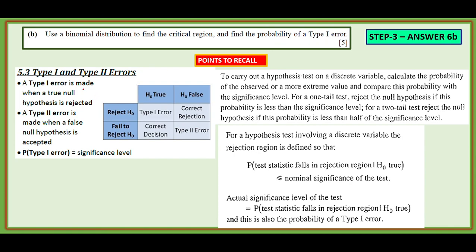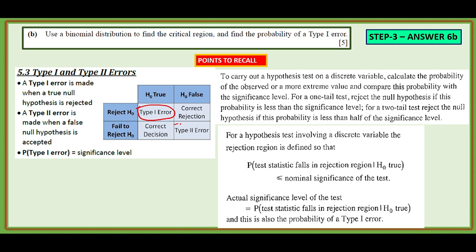So what are type 1 and type 2 errors? There are two hypotheses, the null hypothesis and the alternative hypothesis. We are targeting only the null hypothesis here. A type 1 error is made when a true null hypothesis is rejected. The meaning is, when a hypothesis is made, H naught, which is the null hypothesis, it is true, but it is rejected. That is named as type 1 error.